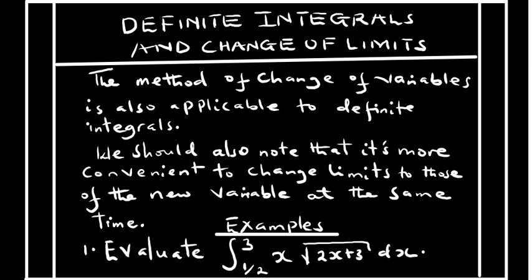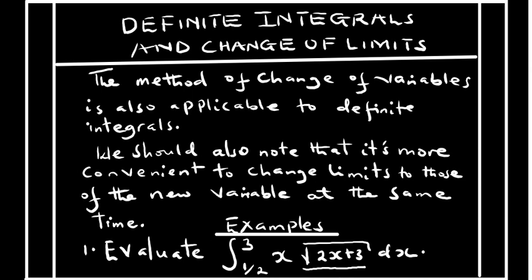Question 1 says, evaluate the integral from a half to 3 of x root of 2x plus 3 with respect to x. What would we do in such a case? Since we said we are going to use the change of variable technique, we must ask ourselves whether we are introducing a new variable and calling it the entire square root and its content, or we only take what is within the square root.